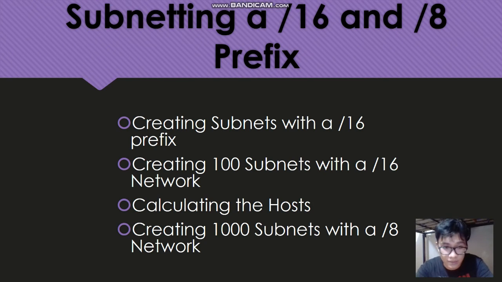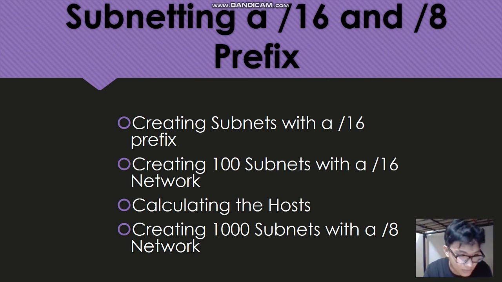Next one is creating 100 subnets with a /16 network. Consider a large enterprise that requires at least 100 subnets and has chosen the private address 172.16.0.0 and a prefix of /16 as its internal network address. When borrowing bits from a /16 address, start borrowing bits in the third octet. Going from left to right, borrow a single bit at a time until the number of bits necessary to create 100 subnets is reached.